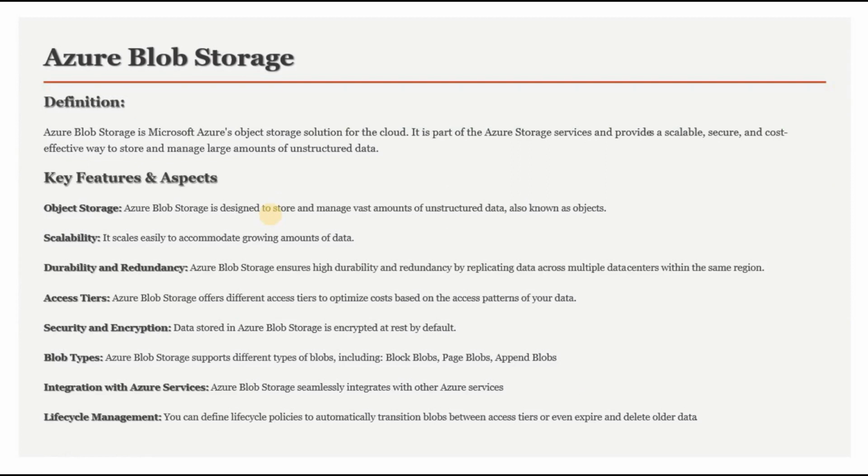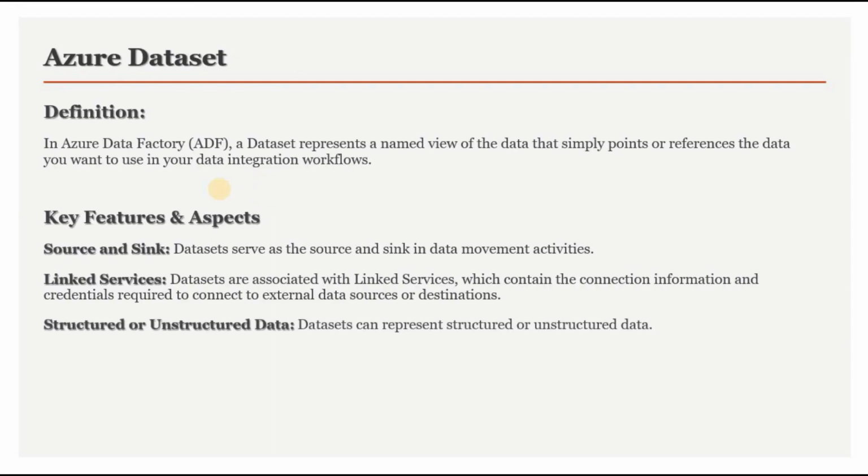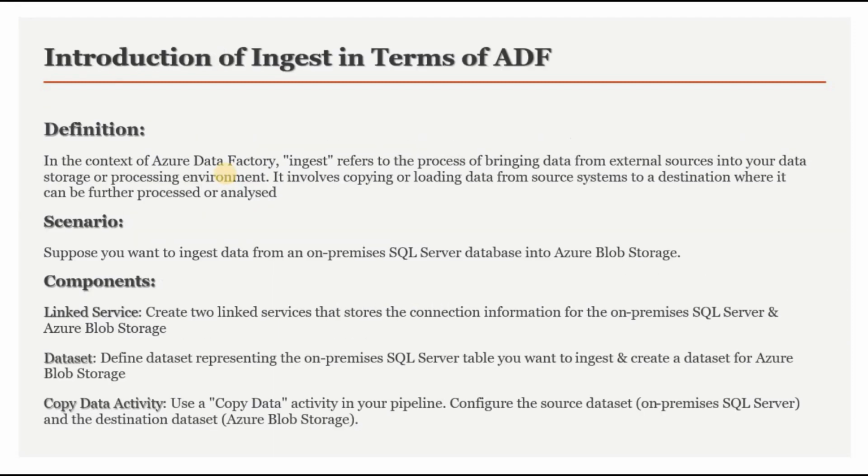To build the pipeline of this scenario, we first created an Azure Blob storage. Next, we created the Azure linked service. Next, we created the Azure dataset. And this is the scenario: ingest data from an on-premises SQL database server to the Azure Blob storage. So we are able to ingest data from the SQL Server database to Azure Blob storage.